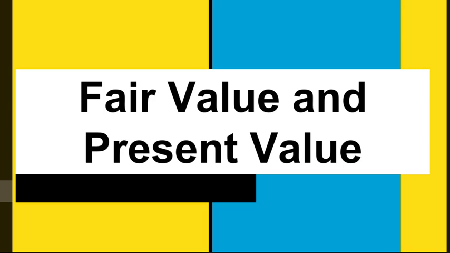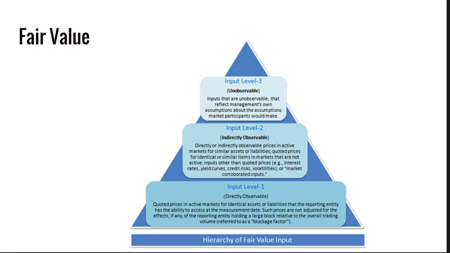So this is GAAP's answer to how you should calculate or determine fair value. 3 levels. Input level 1, 2, and 3. So, level 1 inputs, if you're to determine the fair value of something that is traded in an active market, on the stock exchange, a share of IBM stock, for example, we can easily observe the price of that share of stock. It can be found on lots of websites.